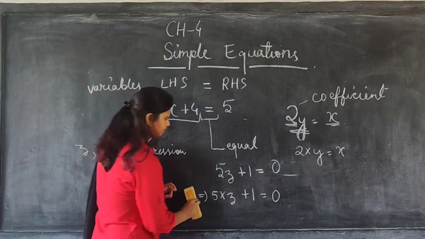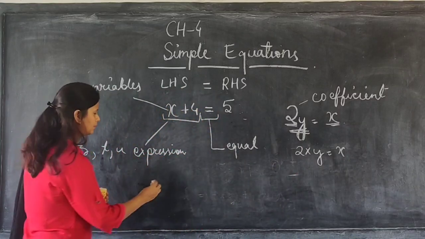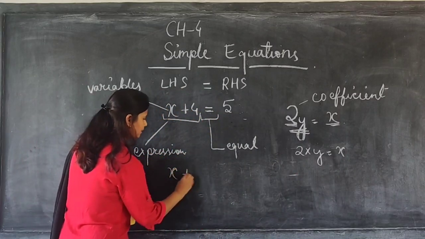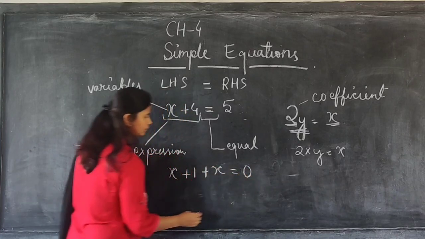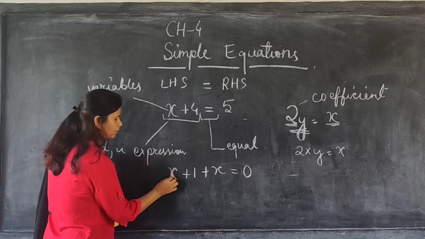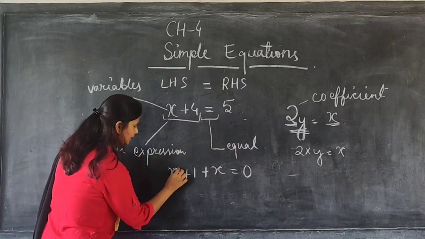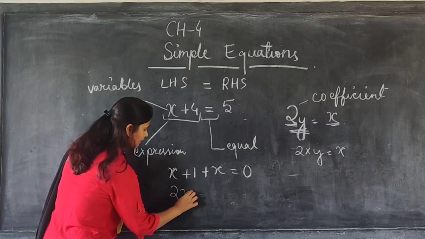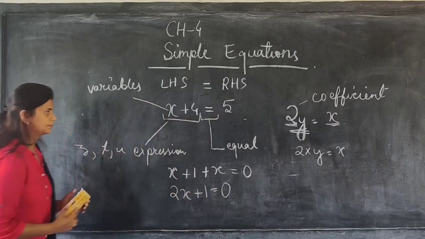And one more thing. You can add two variables. Suppose your equation has x plus 1 plus x equals to 0. Now how many x are there? 1, 2. So you can write 2x plus 1 equals to 0.